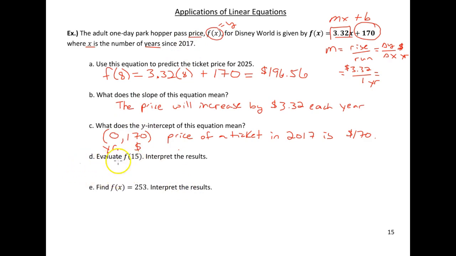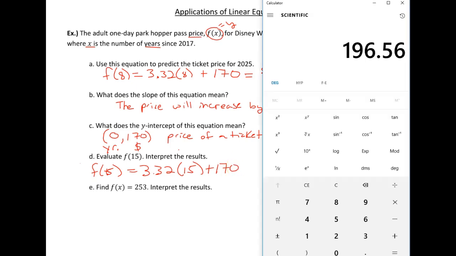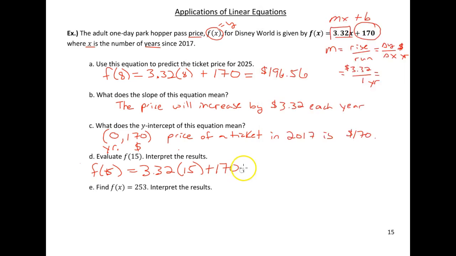Next one. It says, evaluate f of 15. They're giving us x equals 15. So f of 15 equals 3.32 times 15 plus 170. I'm just plugging it in, and I'm going to use my calculator, following order of operations. 3.32 times 15 plus 170 gives me 219.8.